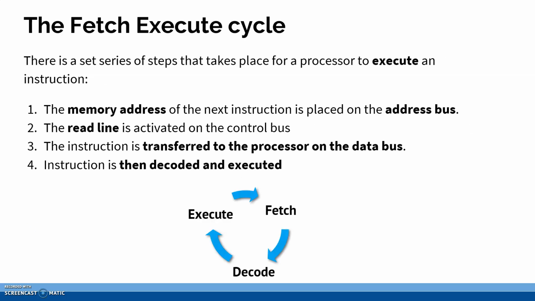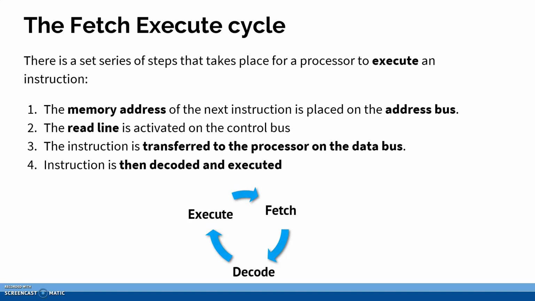You'll recognise the fetch execute cycle from your time within National 5 and higher computing science. Okay, just to refresh your memory, let's talk about what those 4 steps are. Number 1, the memory address of the next instruction is placed on the address bus. Number 2, the read line is activated on the control bus. Now this is obviously only in a read fetch execute cycle and not in a save or a write one. Number 3, the instruction is transferred to the processor on the data bus. And then number 4, the instruction is then decoded and executed, and that continues round and round. Fetch, decode, execute, fetch, decode, execute with every instruction your computer will do.